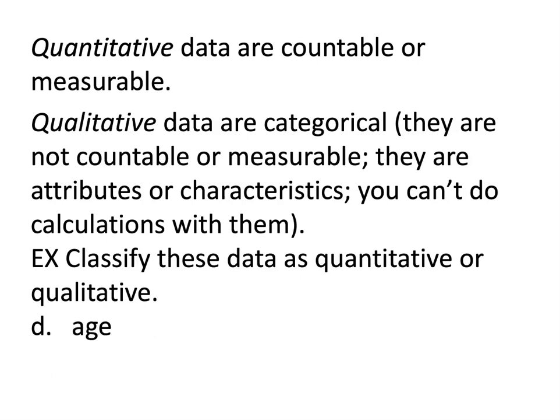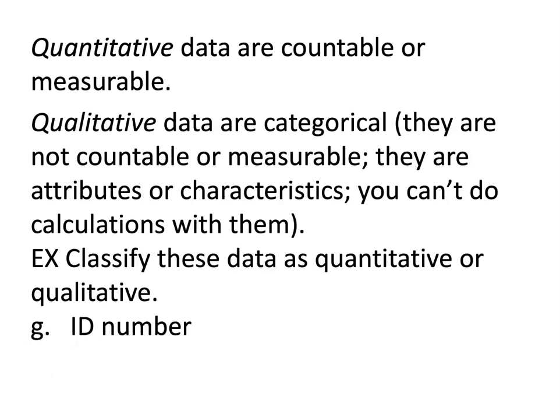Age? Age is something we can count, so that is going to be quantitative. Personality? Yeah, again, that's categorical. It's an attribute, a characteristic, so that would be qualitative. Year? Well, years you can count, so that would be quantitative.